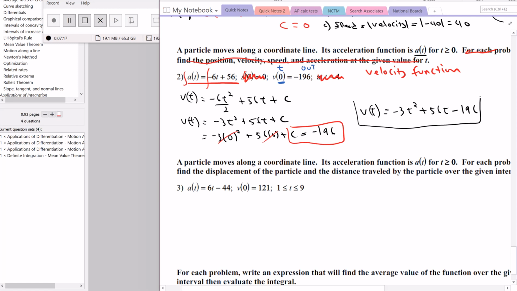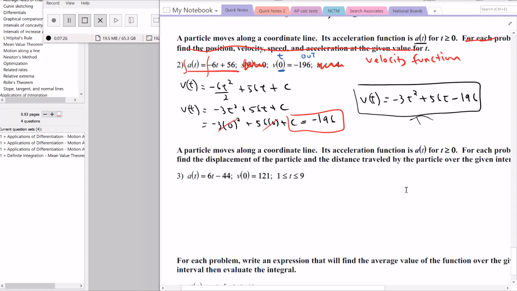It is very important that you write it like this and not just circle c. You actually need to write the velocity function like such. Okay. Let's go on to the next one.